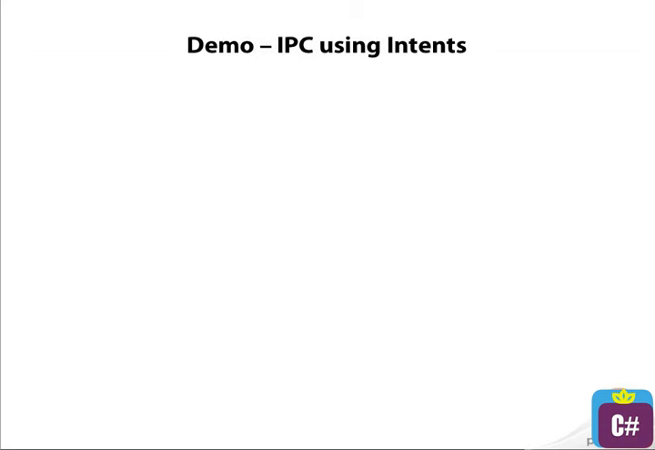Let's take a look at an example of IPC, and for this example we're going to use intents. In this demo, we will create an intent to launch a web page and send it. In order to clearly show the IPC in play, we will actually do this via two apps, with one acting as a simple relay or proxy.